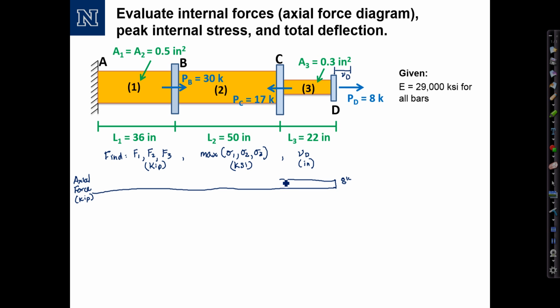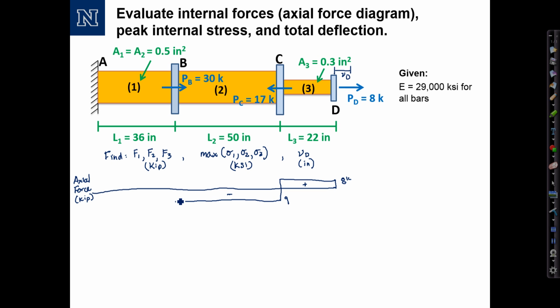move over to point C. Now we cross an arrow pointing to the left, 17 kips, we jump down by 17 kips, and 8 minus 17 gives us a negative 9. The force in segment 3 is going to be positive. Force in segment 2 is going to be negative. That means that segment is in compression.